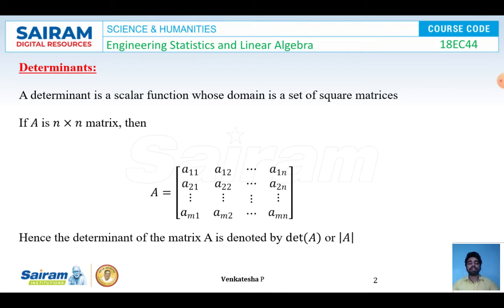What is a determinant? A determinant is a scalar function whose domain is a set of square matrices. For example, if A is an n cross n matrix, then the matrix A with the entries is given by A11, A12, etc. A1n, A21, A22, etc. A2n, and so on, Am1, Am2, etc. Amn. Hence, the determinant of this matrix A is denoted by the notation det of A or mod of A.